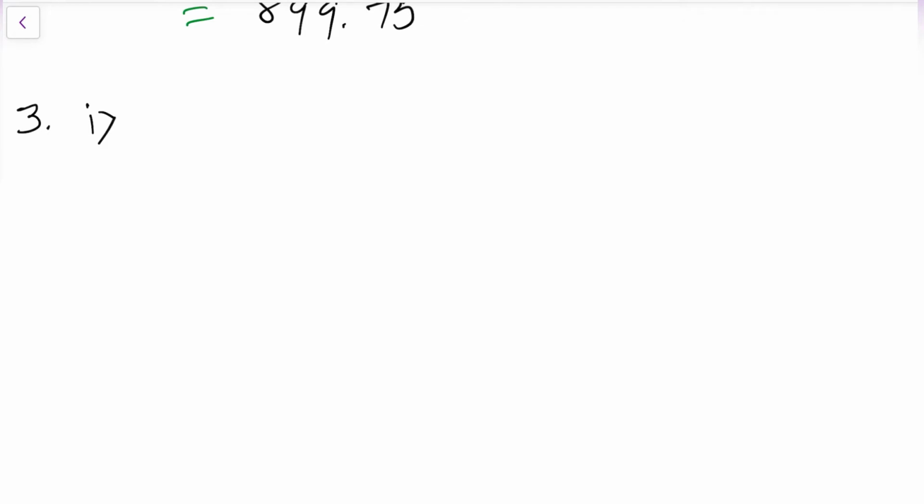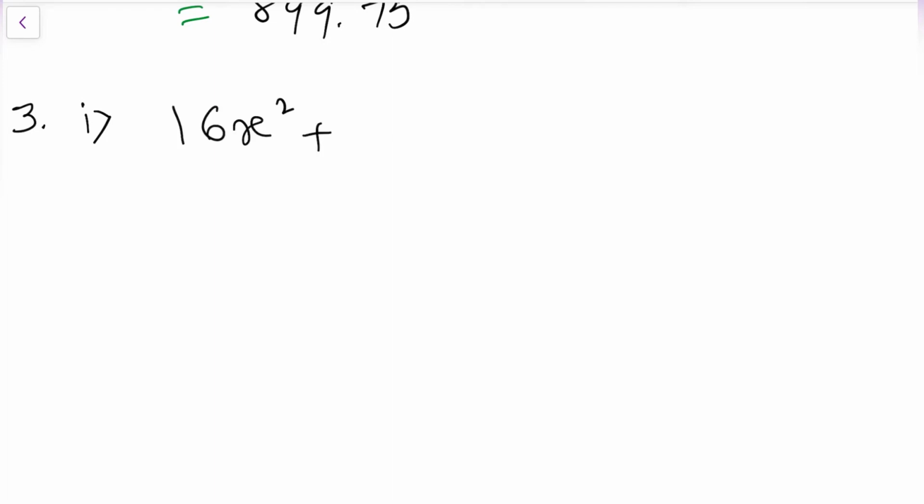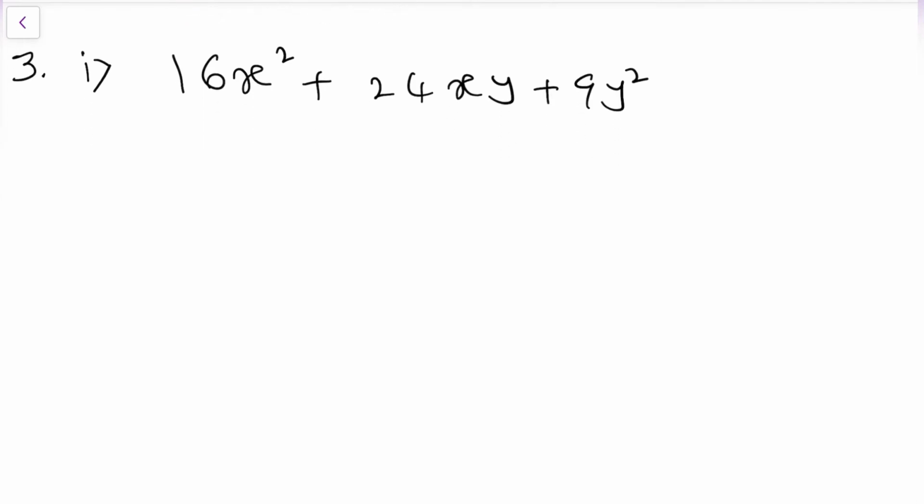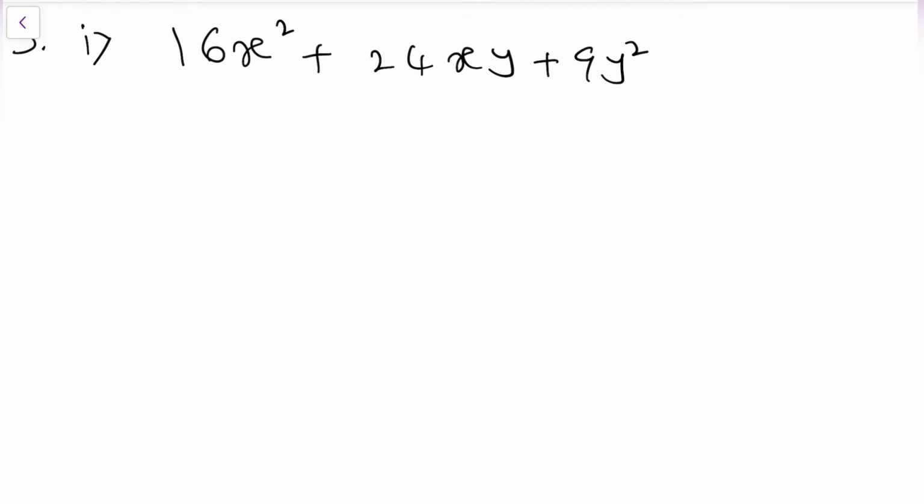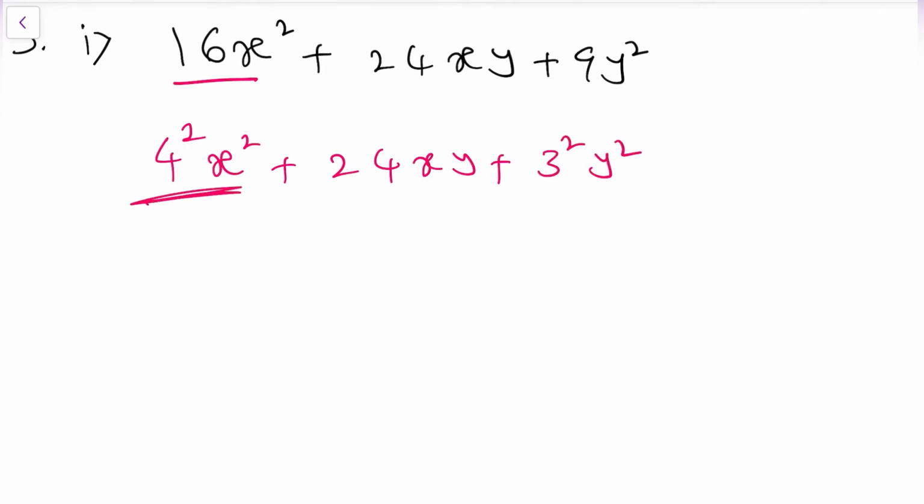Factorize the following using appropriate identities. So 16x square plus 24xy plus 9y square. Now first the given question I will simplify. Here 16x square is there, so 16 can be written as 4 square x square, as it is plus 24xy, plus 9y square is there, so 9 can be written as 3 square y square. Now here first term 4 square x square can be written as 4x whole square, plus 24xy as it is, plus 3 square y square can be written as 3y whole square.